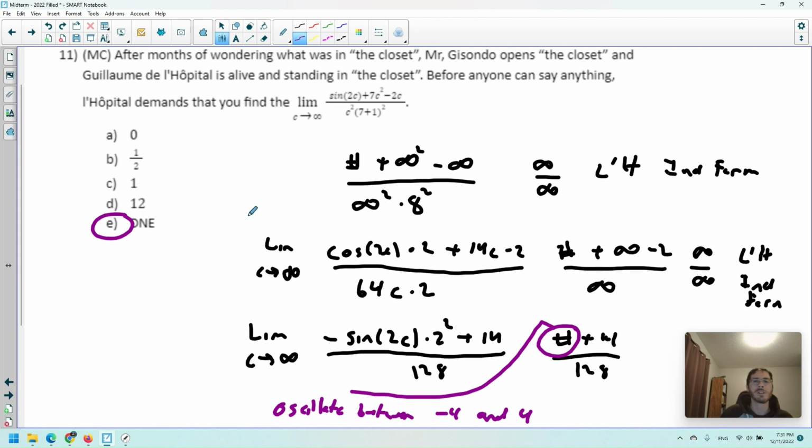This is a pretty cool one where you get to use L'Hopital's rule and not actually get an answer. It's a fun one where you get indeterminate form, and indeterminate form actually gives you DNE. So pretty cool. I like this question a lot. That was a good one.